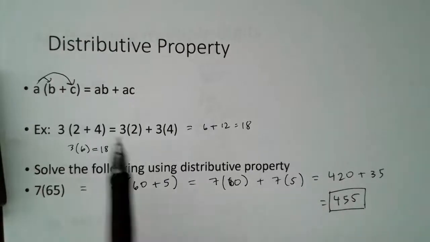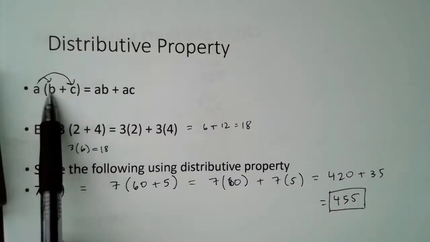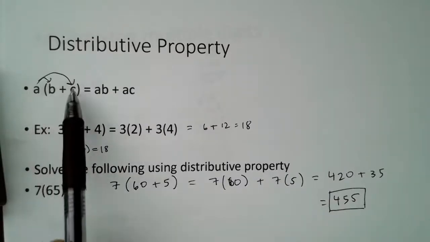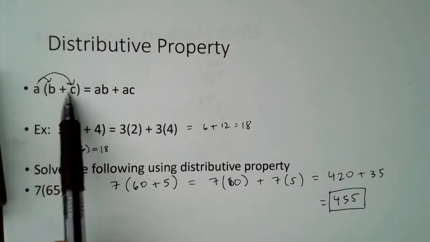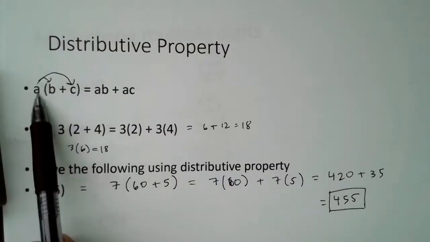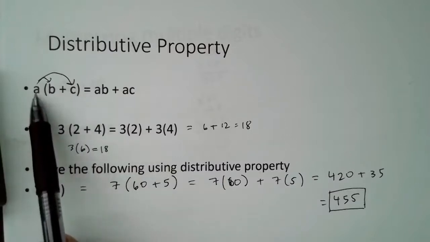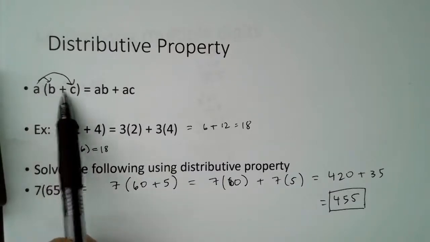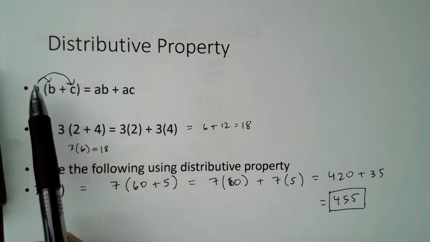So distributive property. What's the distributive property? If you have a number multiplied by a sum or a difference of 2 or more numbers, you can distribute this number that you're originally multiplying by, by multiplying every term inside the parentheses by the outside number. So A times the quantity B plus C is equal to A times B plus A times C. So let's look at that in action.